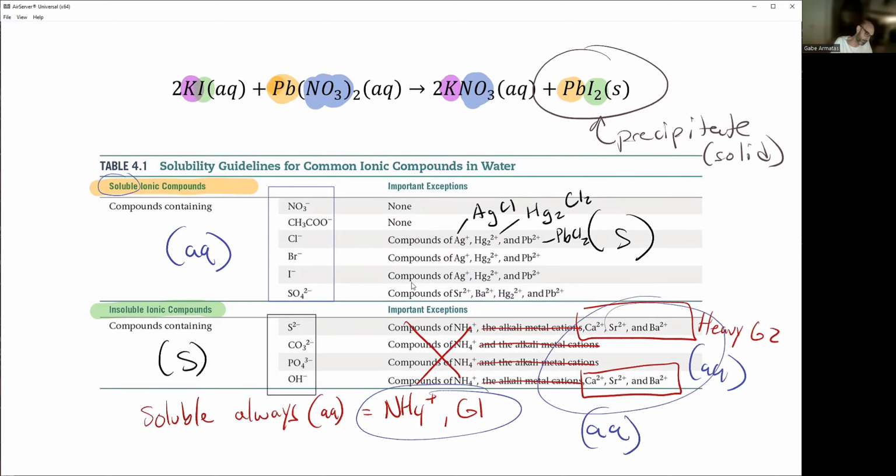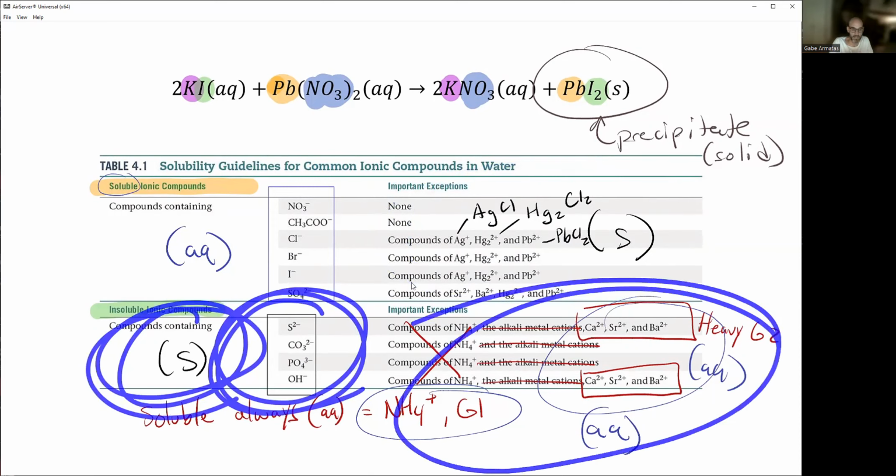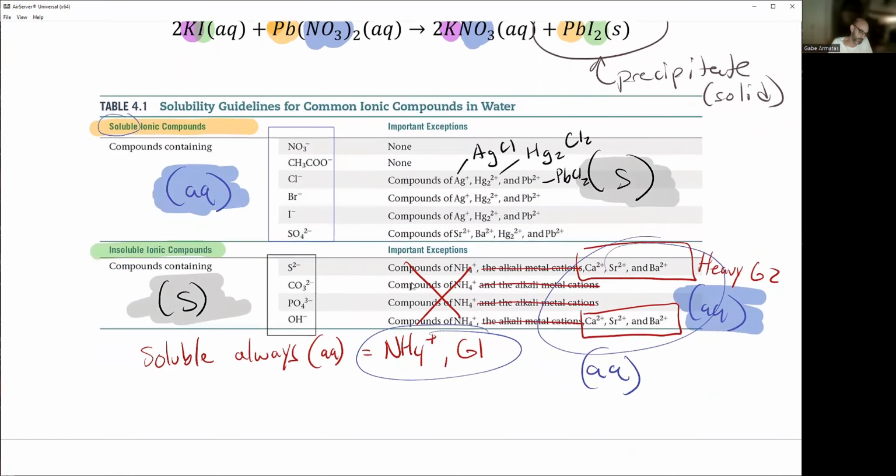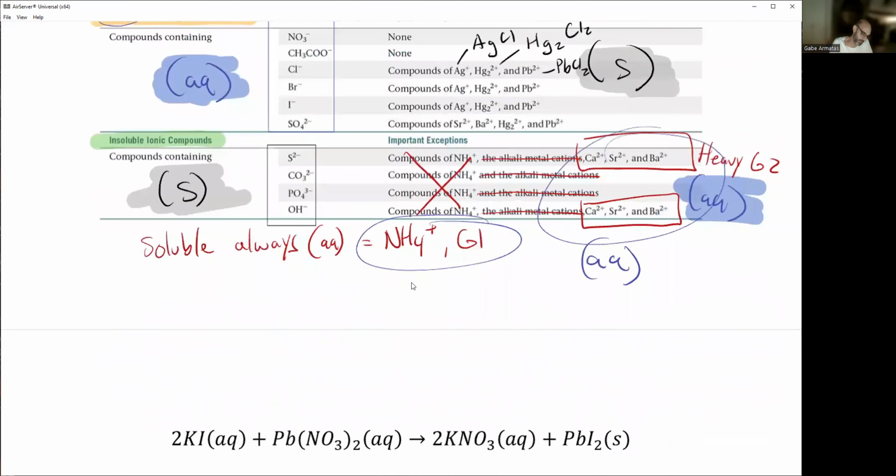Okay, so one more time. Anything with this anion is expected to be aqueous. Here are the exceptions. Anything with these ions is expected to be solid unless it's in that list of exceptions. All right, so that's kind of the basics of a double replacement. Again, these are aqueous versus solids. So that's kind of the idea. You will always get a solubility table. You don't have to memorize these things.